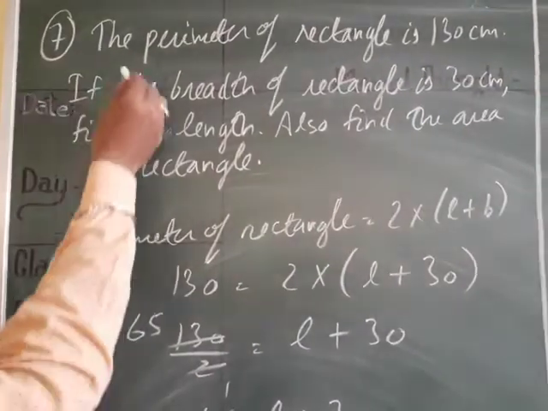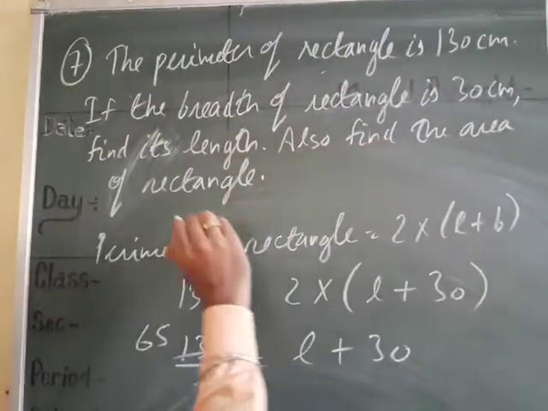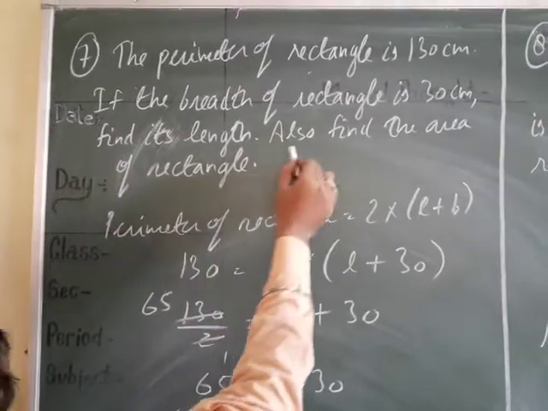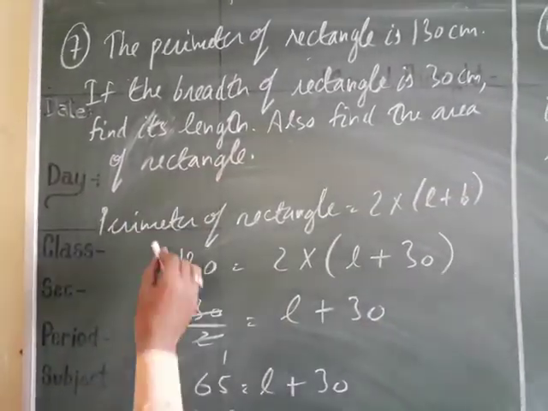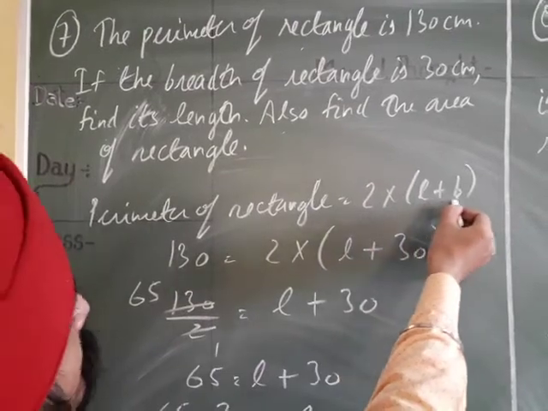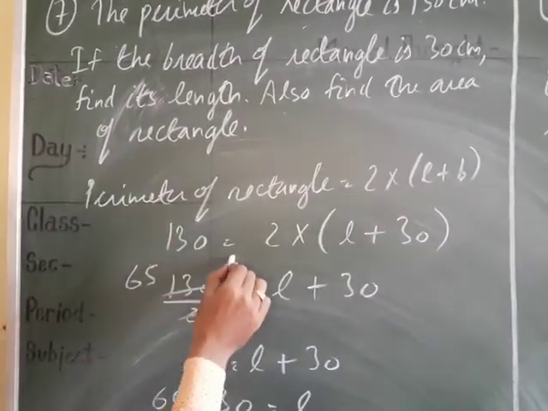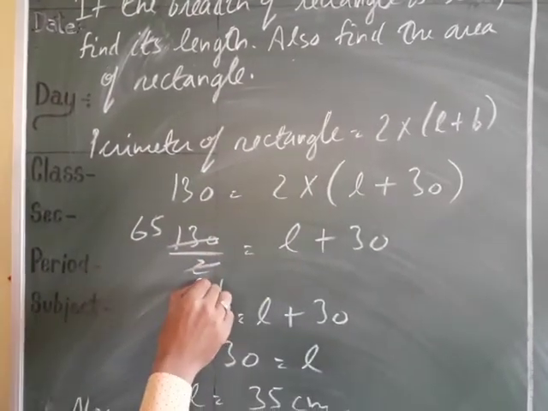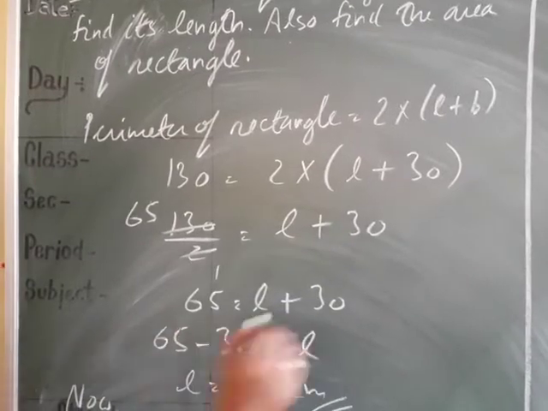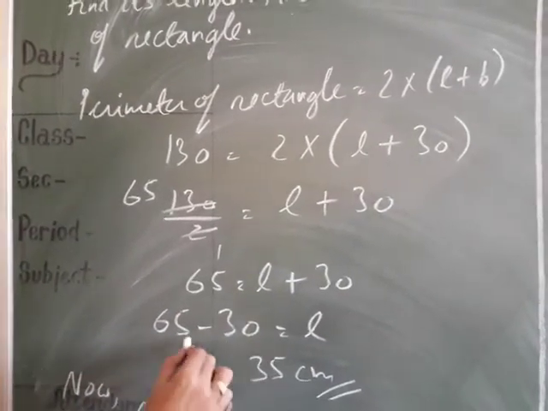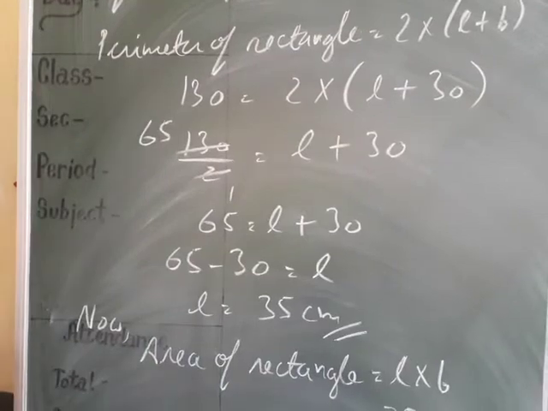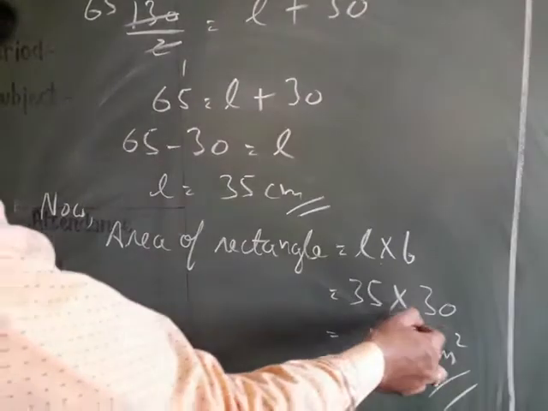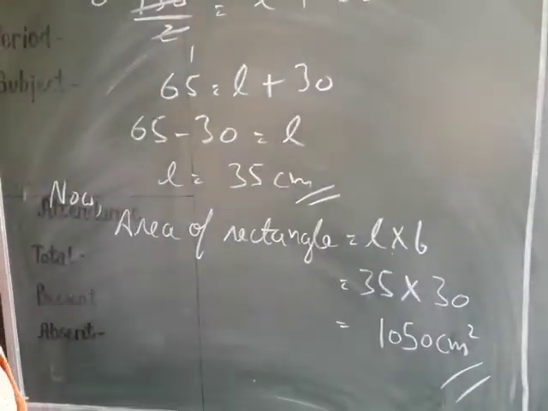Now see seventh question. The perimeter of rectangle is 130 centimeter. If the breadth of rectangle is 30 centimeter, you have to find its length. Also find the area of rectangle. So perimeter of rectangle is 2 multiplied by length plus breadth. Put the values, 130 equal to 2 multiplied by length plus 30. Simplify, 2 will come in denominator. You will get 65 equal to L plus 30. So length equal to 65 minus 30. You will get 35 centimeter. Now you have to find area. So area of rectangle is length into breadth. 35 multiplied by 30, 1050 centimeter square.